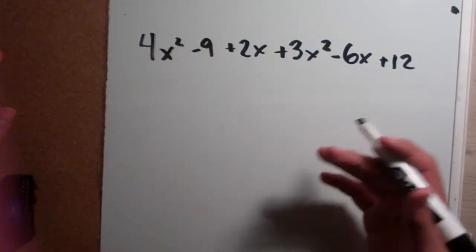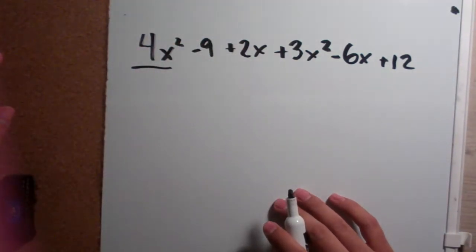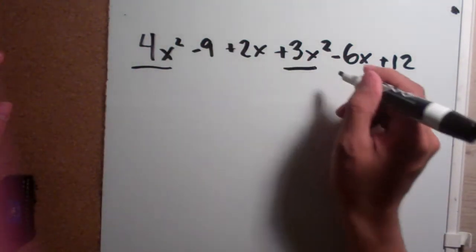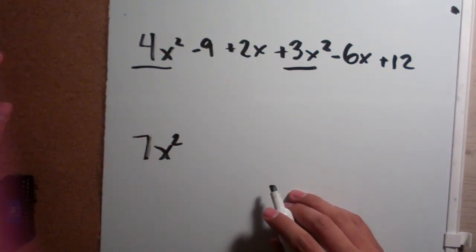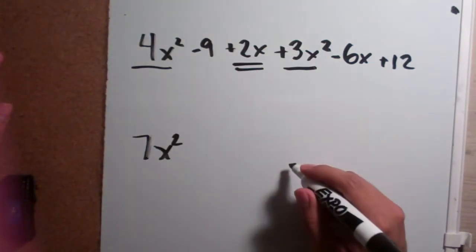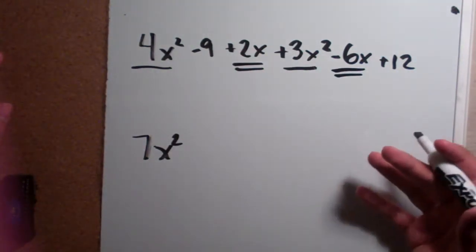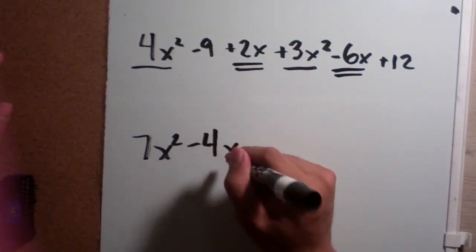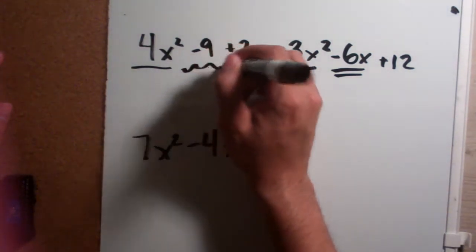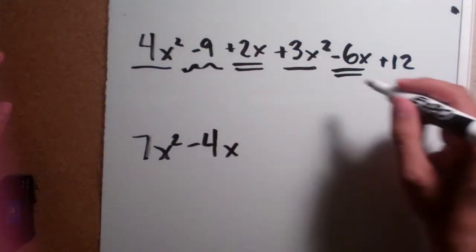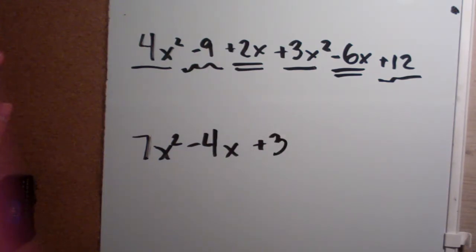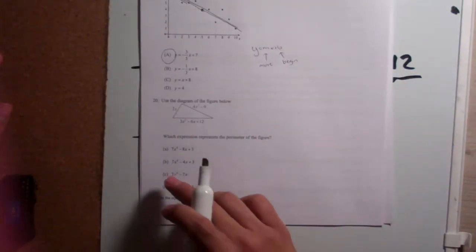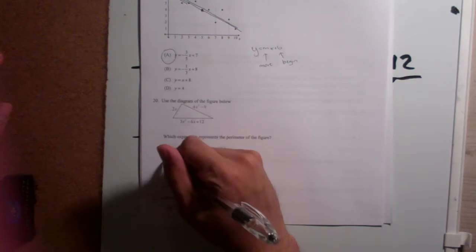Now, of these terms, let's identify what's a like term with 4x squared: 3x squared. When I combine these, it gives me 7x squared. Right? Let's do this 2x. The like term with that is negative 6x. When I combine those, it's a negative 4x. And the last ones, we have our constants, our integers, which are a negative 9 and positive 12. When I combine these, it is a positive 3. So looking over here at my answer choices, I'm looking for 7x squared minus 4x plus 3, and it is B. B is our answer for number 20.